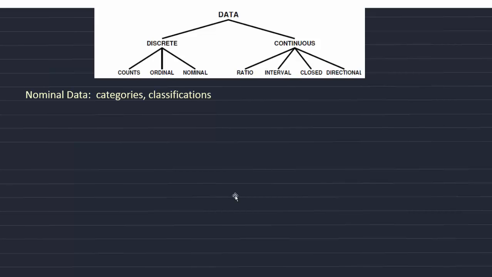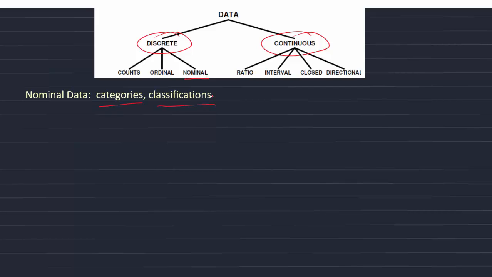You can divide data into two main classes: discrete data, which have discrete values, versus continuous data. Talking about discrete data, in approximate order of data quality, we'll start off with nominal data. Nominal data comes from the Latin root meaning name, and is basically a way of categorizing or classifying information.